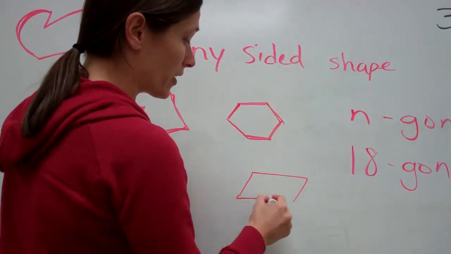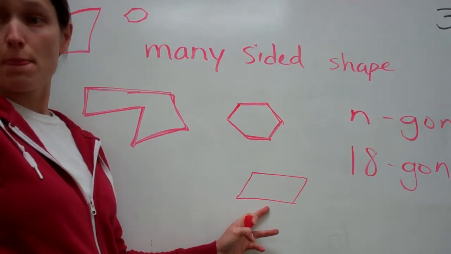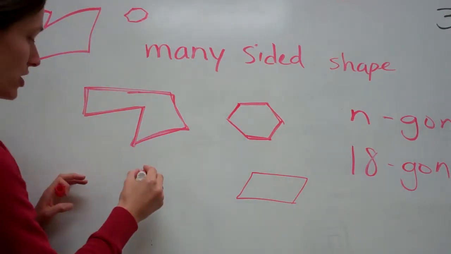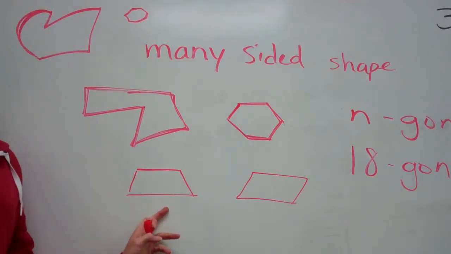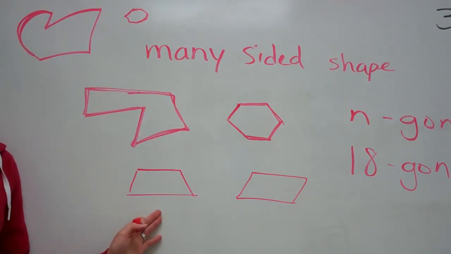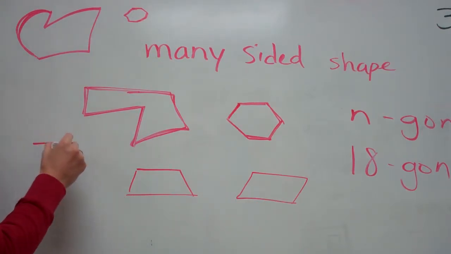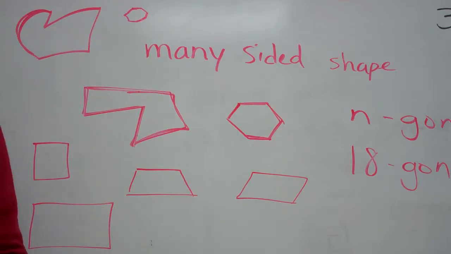Here is one, a parallelogram. It's a four-sided shape. This is also a four-sided shape. This is called a trapezoid. You'll learn about that later. Trapezoids, parallelograms, squares, rectangles, all of those are quadrilaterals.